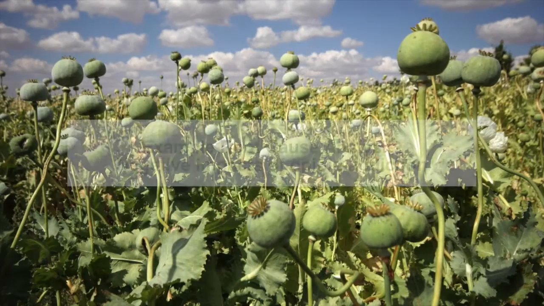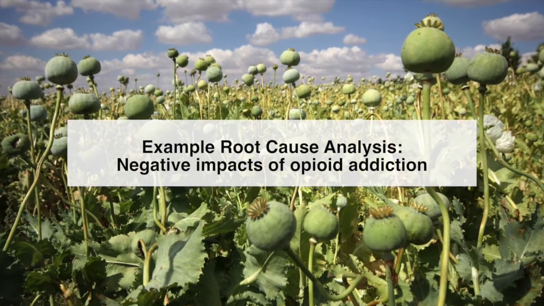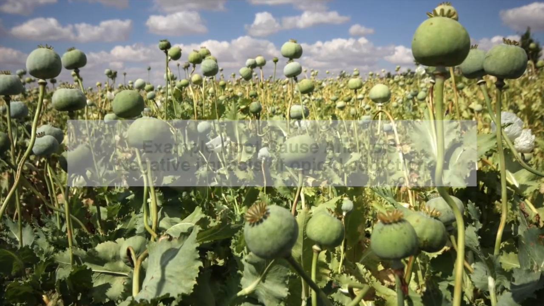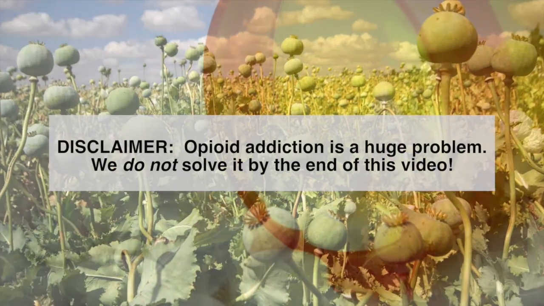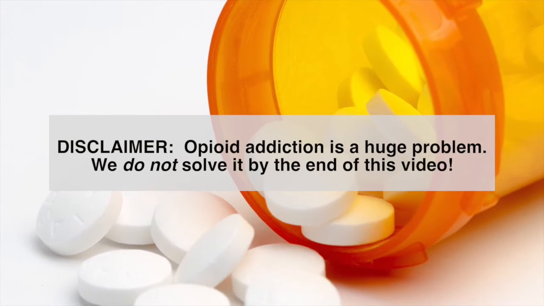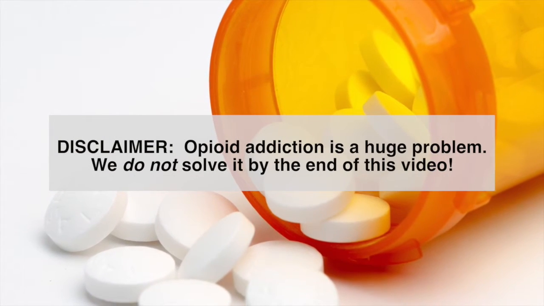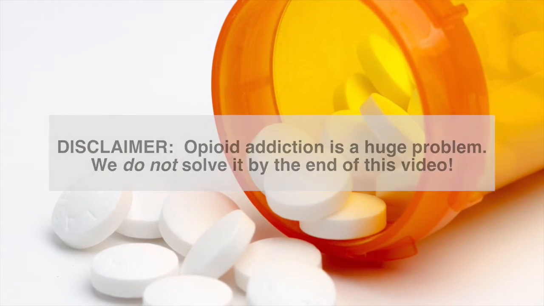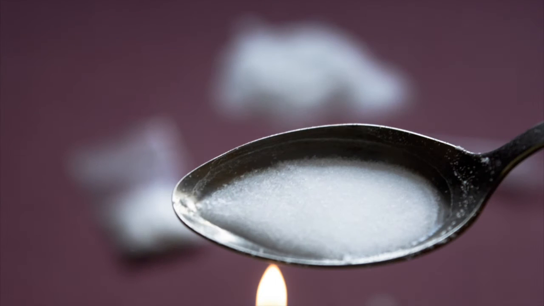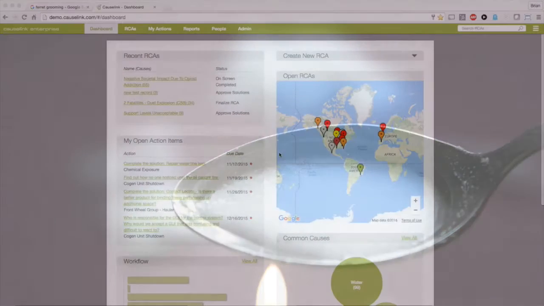In this example, we will walk through a root cause analysis that analyzes the negative impacts on society due to opioid addiction. Now, this is obviously a huge problem, and we won't pretend that this RCA is the sum total of all the good work people have done in this area. However, an RCA is a great place to pull information from diverse sources together so you can see how the causes combine to create effects.